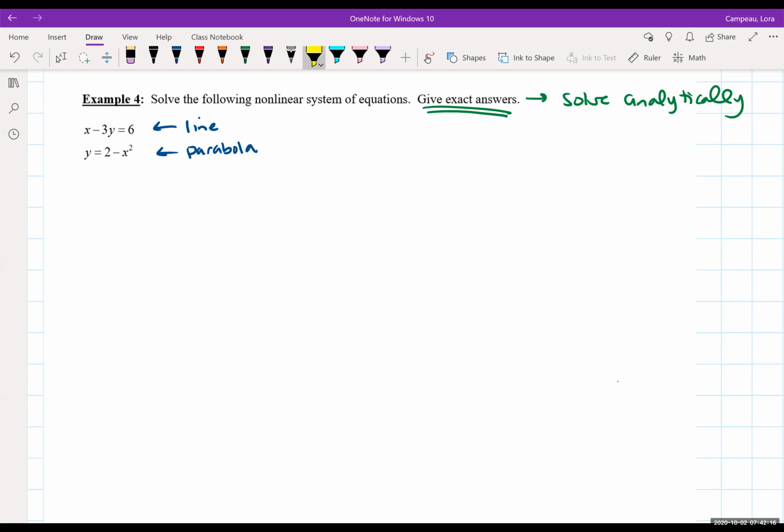But I noticed that I'm already solved for y in the parabola version. So what I can do is take this 2 minus x squared and plug it back into the linear equation. So remember, when you are using substitution, you need to plug whatever you've solved for into the other equation, not itself. So I'll label that for you. I am using the substitution method.